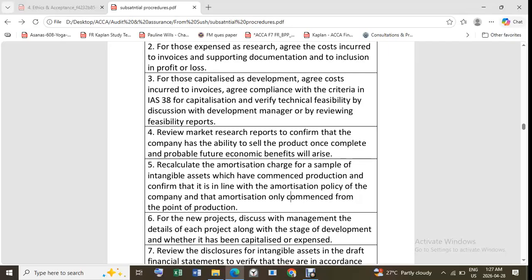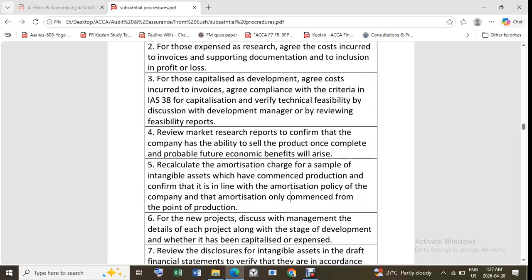And in order to complete the development, whether there is availability of resources or not, and whether the development expenditure can be measured reliably or not. The auditor has to check whether all those five criteria are matched or not, and only then agree upon those capitalizations.